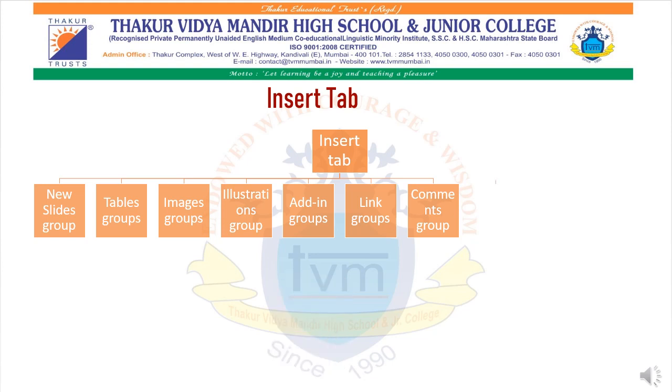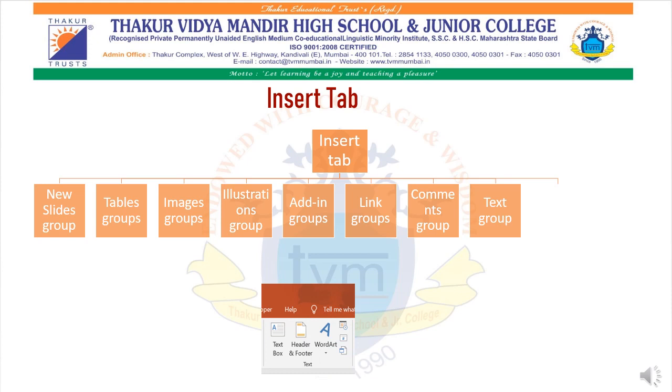Eighth, the text group. The text group adds features like text boxes, which are used to highlight text within a presentation. Also add headers and footers to the presentation or for handouts. The word art feature is used to insert decorative text into a slide. One can also insert date and time, slide number, or objects from an Excel worksheet or an Excel chart.